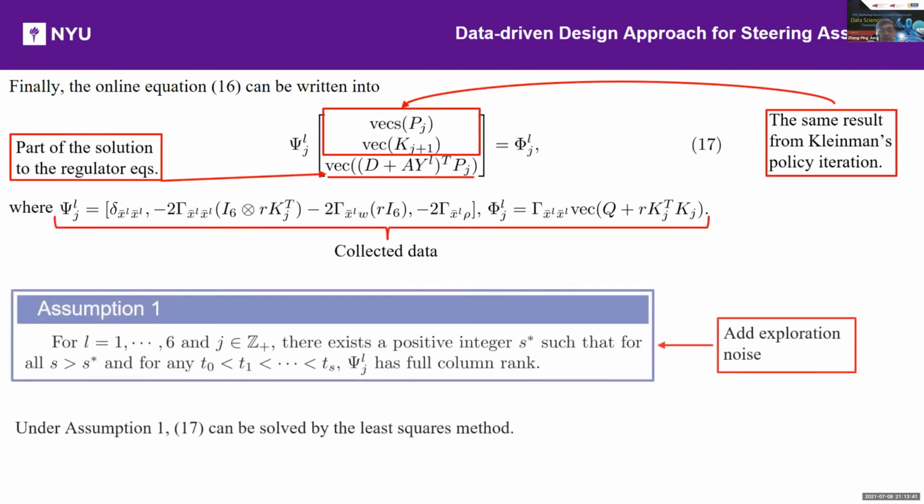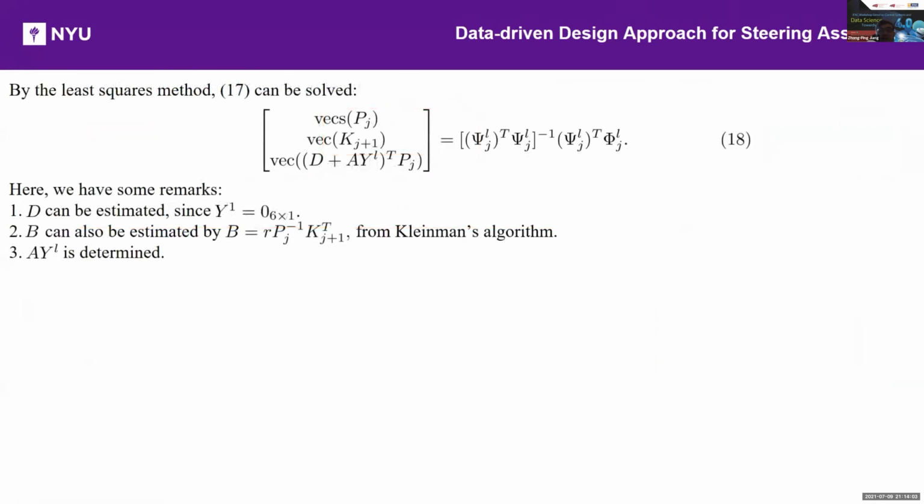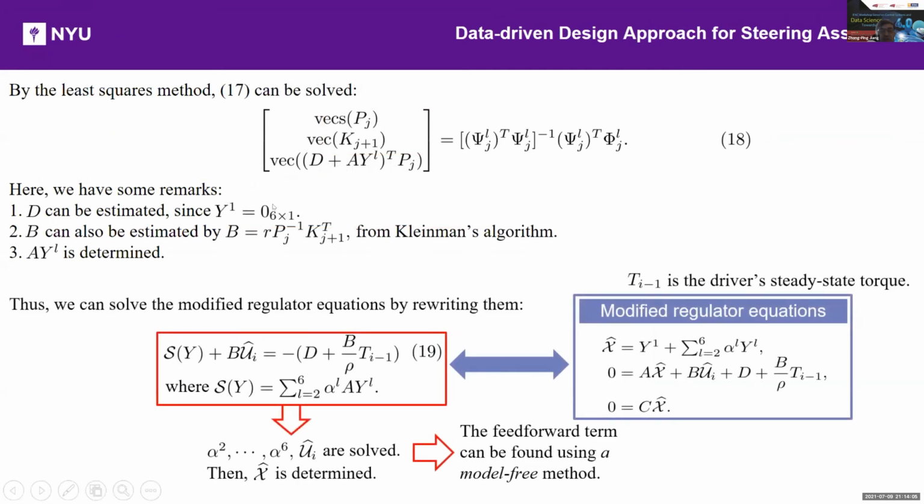So eventually that's the procedure. You have to add some noise, so-called exploration noise, to make sure the data-based matrix is full rank. So this is a trick. And the learning period, the data collection period, depends on the full rank condition. All right. We can also prove convergence.